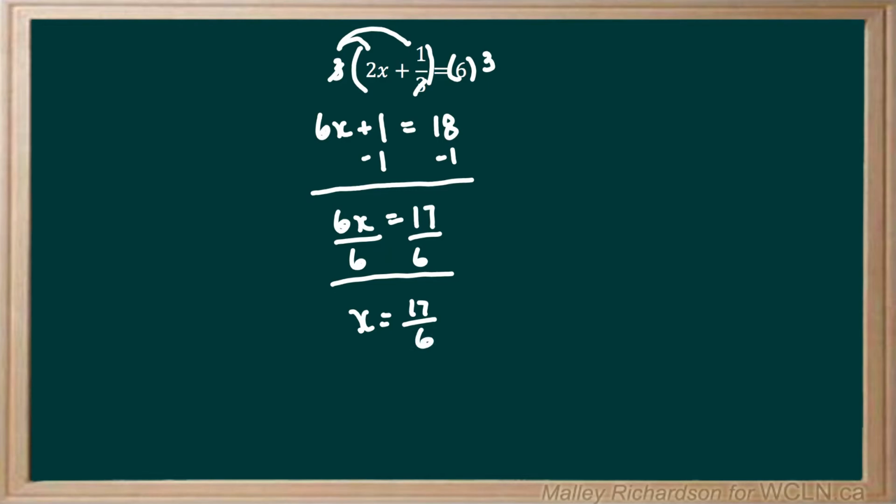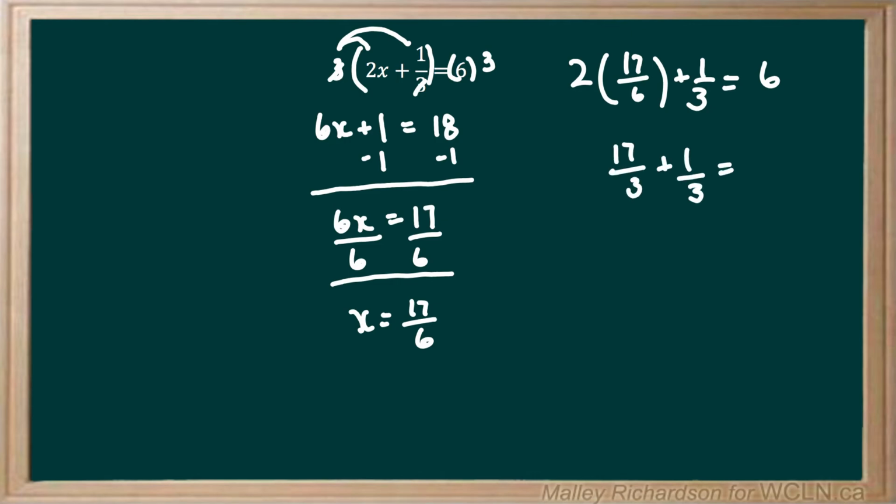Now you can double check this by plugging in 17 over 6 into our original equation. So we would have 2 times 17 over 6 plus 1/3 equals 6. And then as long as you get both sides equaling 6, then you know that your solution of x was correct. So 2 times 17 over 6 is 17 over 3, plus 1/3 equals 6.